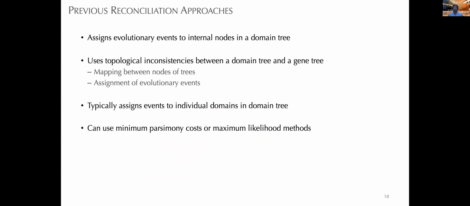Reconciliation captures domain-level events through a pre-specified evolutionary model. That model typically includes events such as duplications and losses, and sometimes they include other events like transfers, merges, and splits.